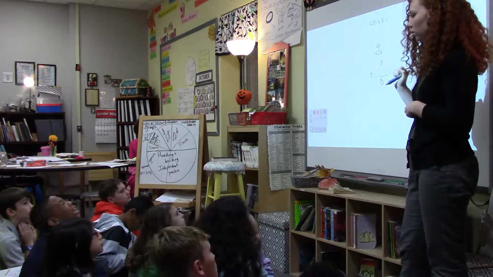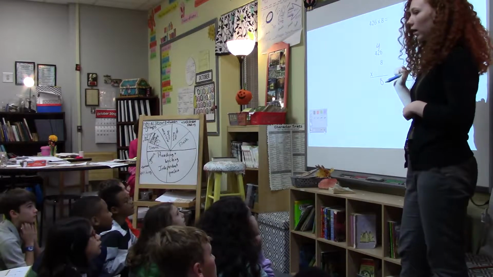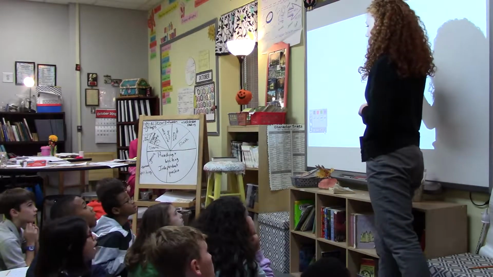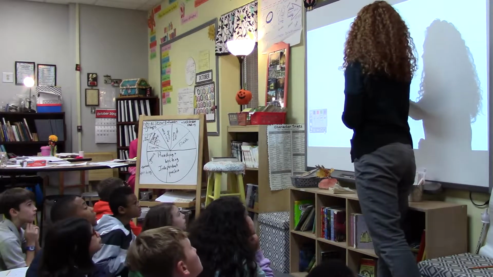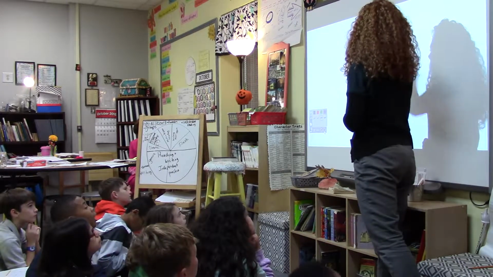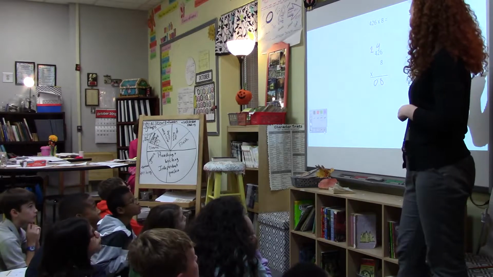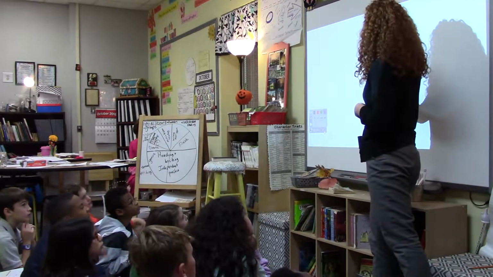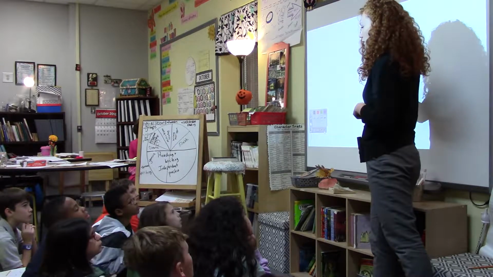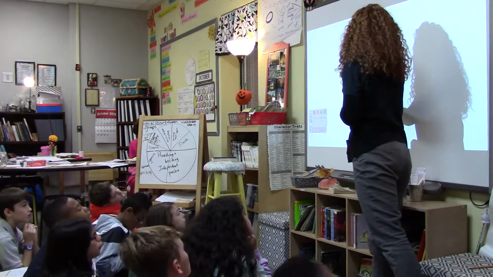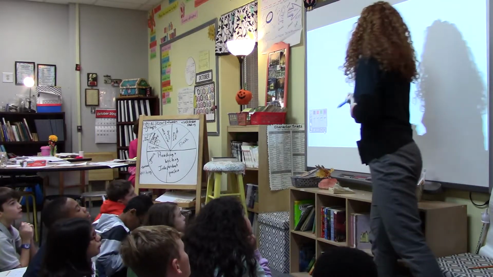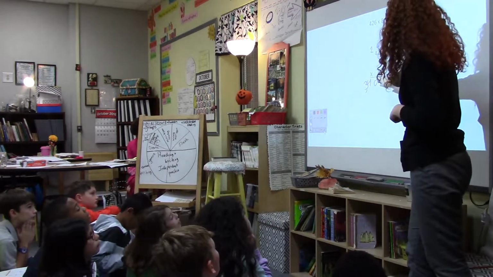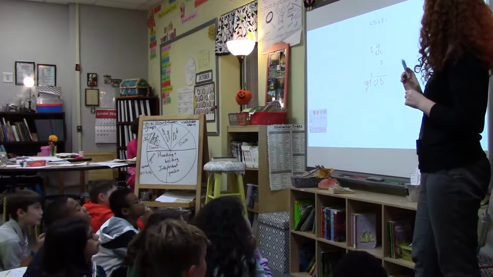Okay, now what? 8 times 2, right? Plus the 4, which is 20. And then we carry our 2. And then what do we do? 8 times 4. Which is 32. 32 plus the 2, right? We get 34. So we get 3,408. All right.